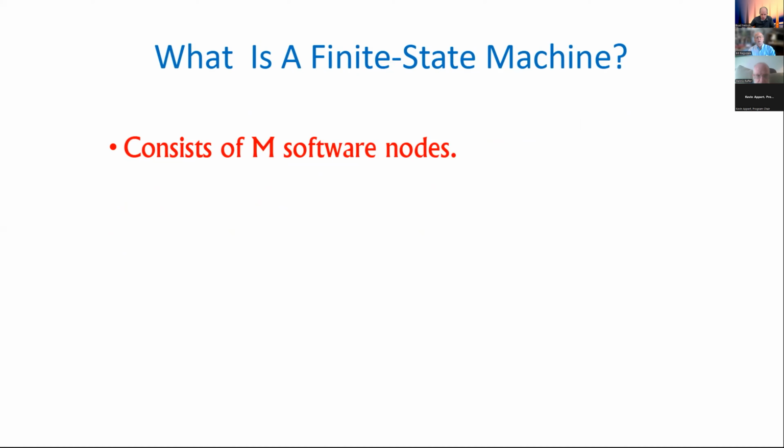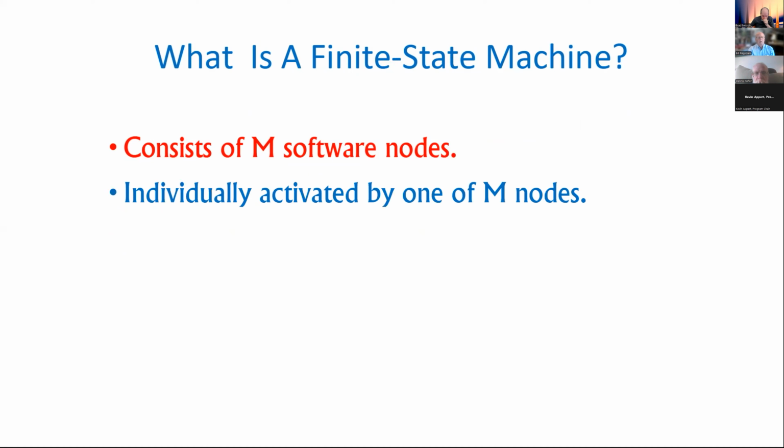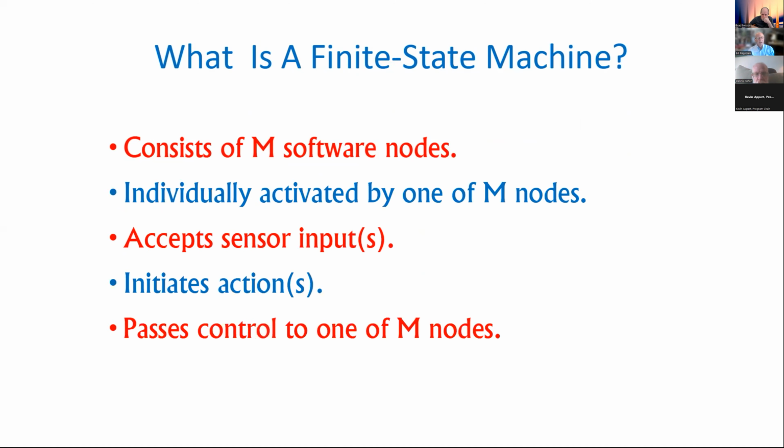So a quick definition of a finite state machine. It consists of a number of software nodes, and for the sake of generality, I'll call them M nodes. Each node is individually activated by one other of the M nodes. And the inference is that a node can be called by any of the M nodes, which means it can call itself. It can accept sensor inputs, it can initiate actions, and then it can pass control to one of the M nodes, as I said, including itself.